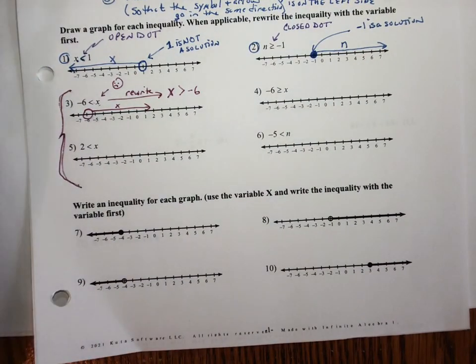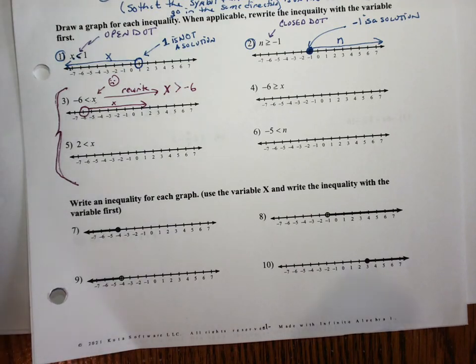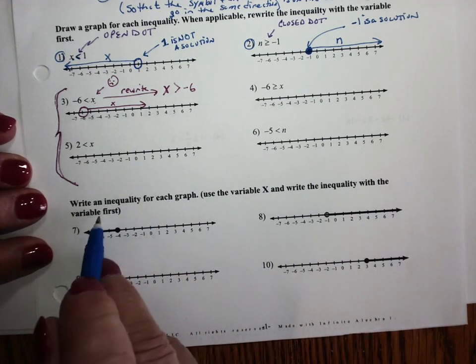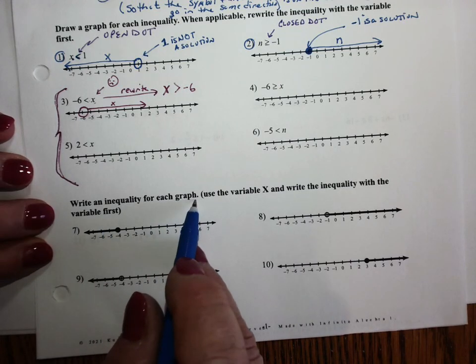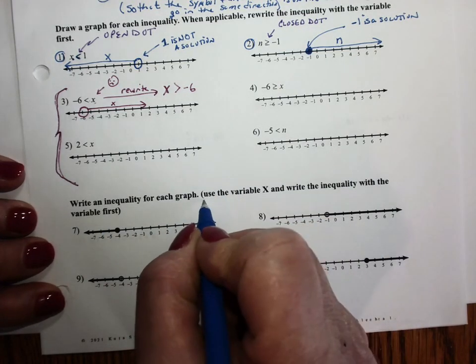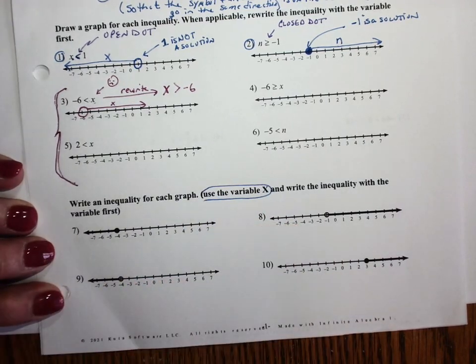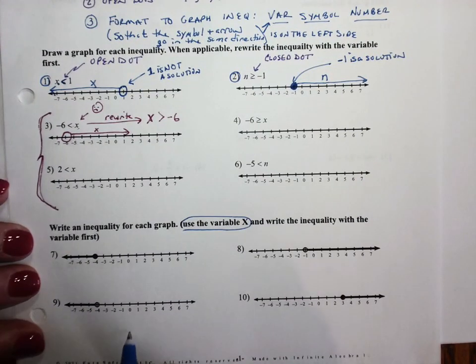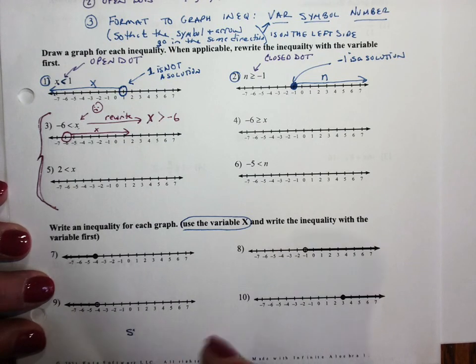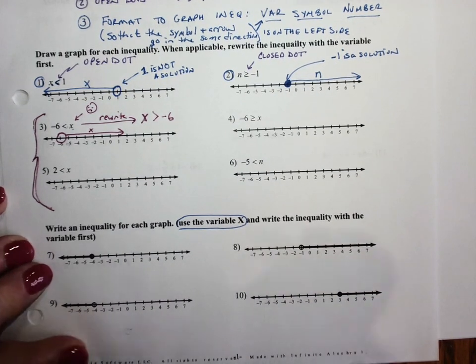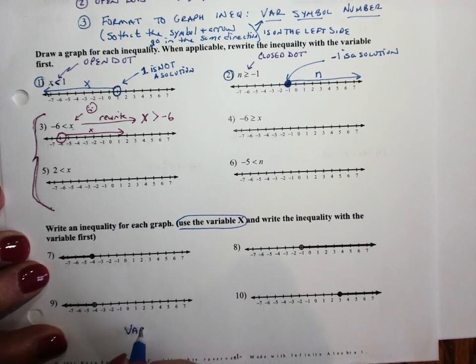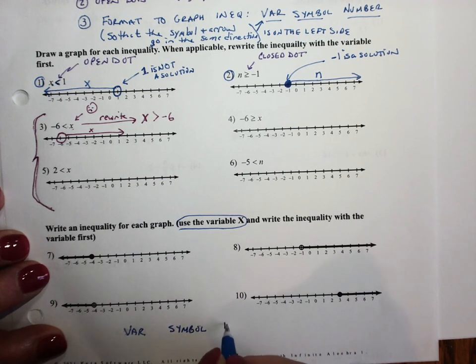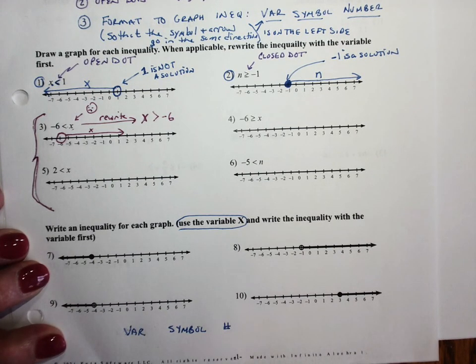So now we're getting to, I think this is going to be very easy for you. Write an inequality for each graph. And we'll just use the variable x. So remember, we want it to be variable, symbol, number. So for example, x is greater than 5.